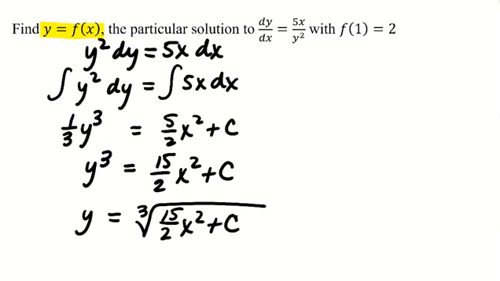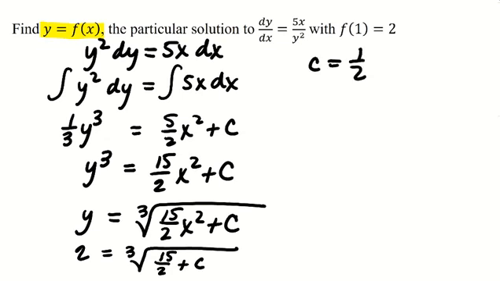And then now to get the value of c, I'm going to plug in y equals 2 and x equals 1. So 2 equals the third root of, well, it's going to need to be the third root of 8. So that's 15/2 plus c. 15/2 is 7.5, so c would just need to be 1/2 to get that up to 8, to be taking the cube root of 8. So that means that c equals 1/2, and y equals the third root of 15/2 x squared plus 1/2.